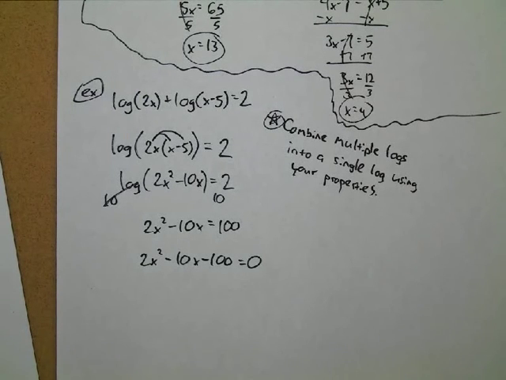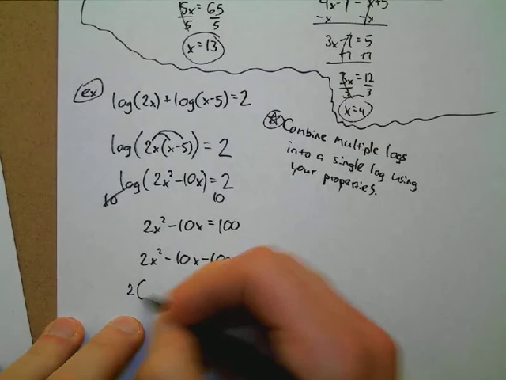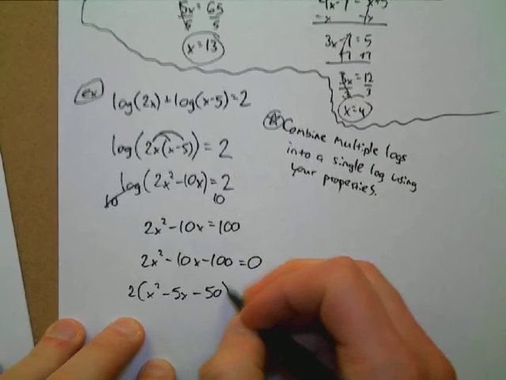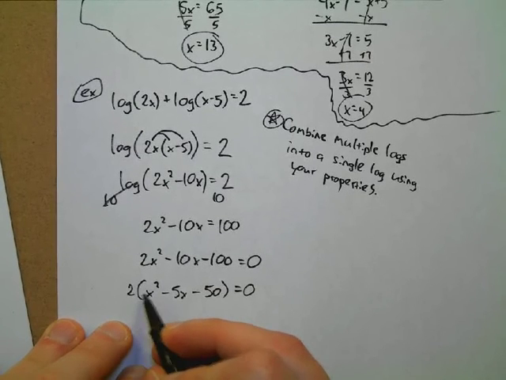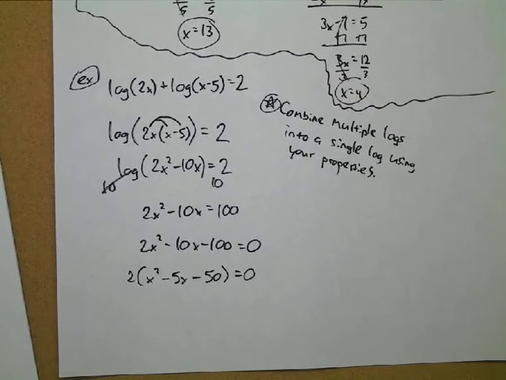Now, I go to factor this thing. I see a GCF. What's our GCF we can pull out here? 2. Yeah, 2. That's okay. Now, since my lead coefficient in the quadratic is 1, I mean, yes, there's a 2 in front there, but in the quadratic here, my lead coefficient is 1. I'm looking for two numbers that multiply to negative 50 and add to negative 5. Negative 10, positive 5.